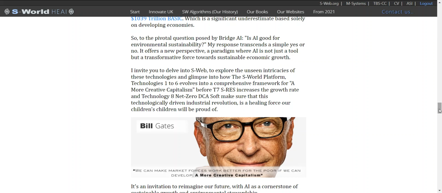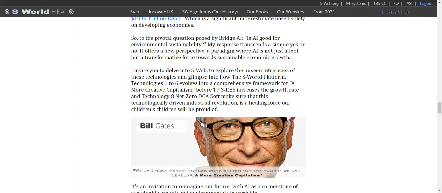It offers a new perspective, a paradigm where AI is not just a tool but a transformative force towards sustainable economic growth. I invite you to delve into S-Web, that's the website we saw earlier, to explore the unseen intricacies of these technologies and glimpse how the S-World platform, Technologies 1 to 6, evolves into a comprehensive platform for a more creative capitalism.